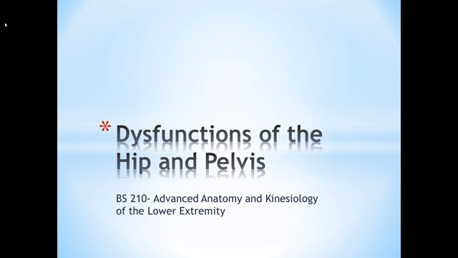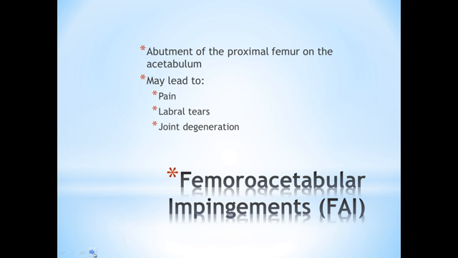Okay, so we're going to talk about different types of dysfunctions that we might see in the hip and the pelvis, primarily hip joint pain and sources. And the first one that we want to talk about is femoral acetabular impingement syndrome, or FAI. And an FAI is really just an abutment of the proximal femur up into the acetabulum.